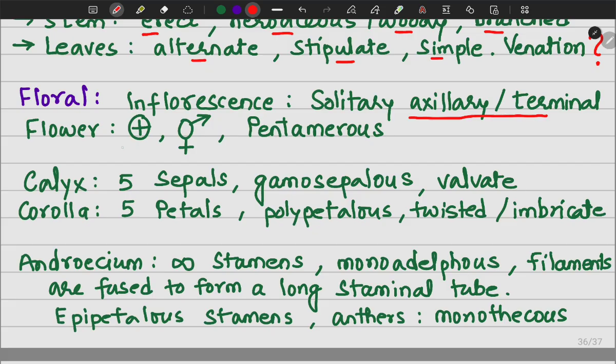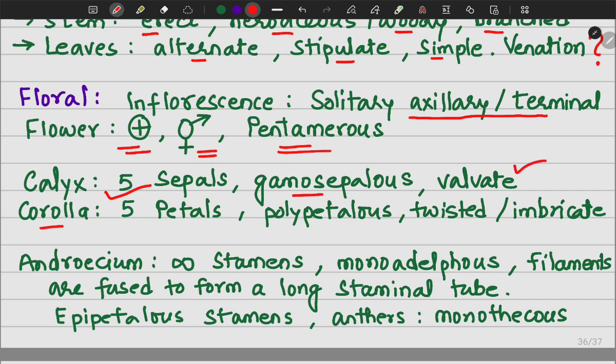The flowers will be actinomorphic or will be having radial symmetry. They are bisexual and pentamerous. So pentamerous means the floral appendages will be in the multiples of 5, right? Or the floral appendages will be usually 5. So when we talk about calyx, there will be 5 sepals. They are gamosepalous, meaning they are fused, and they show valvate estivation.